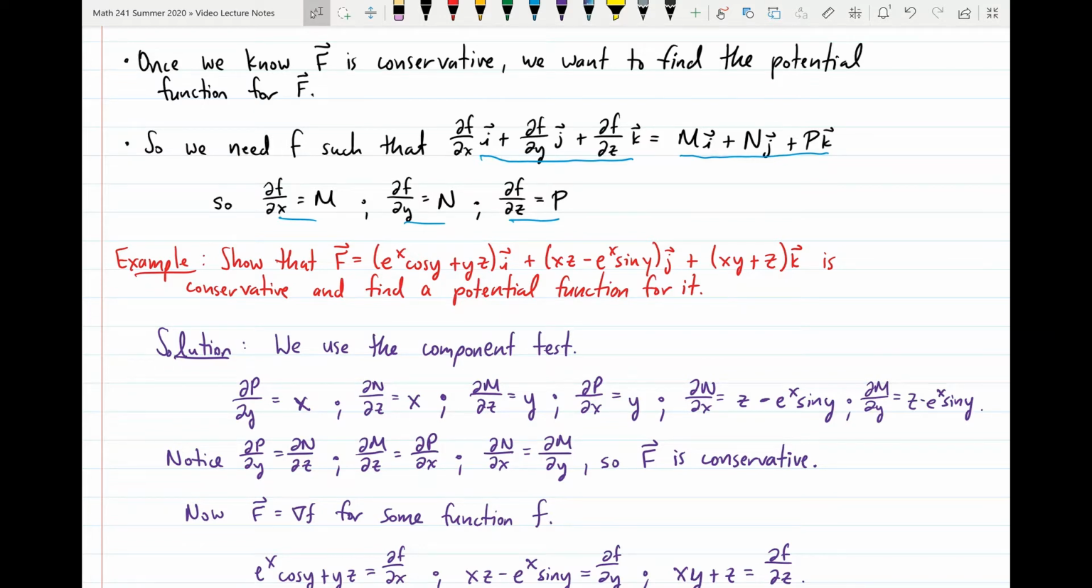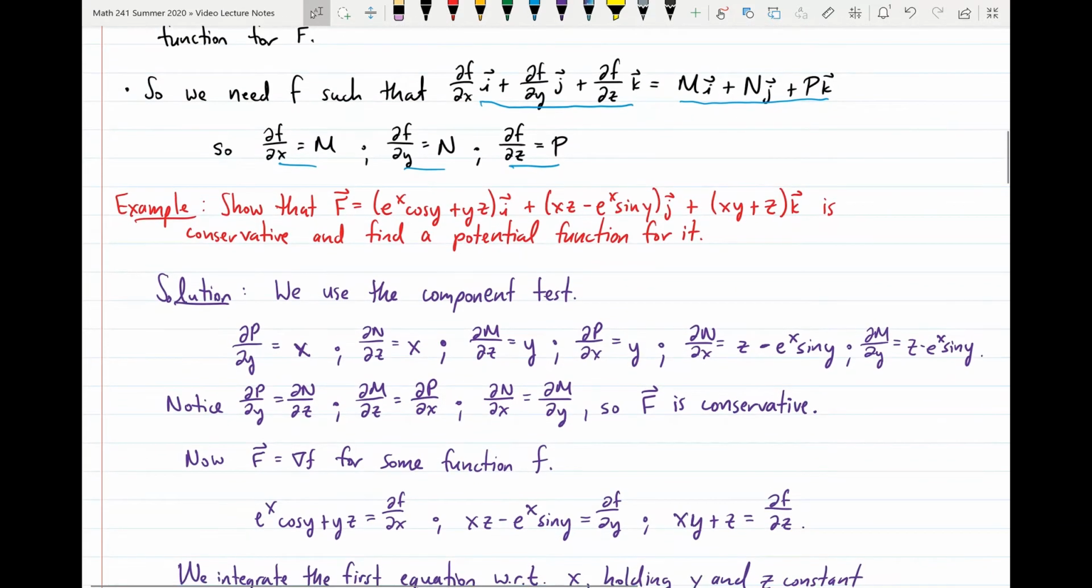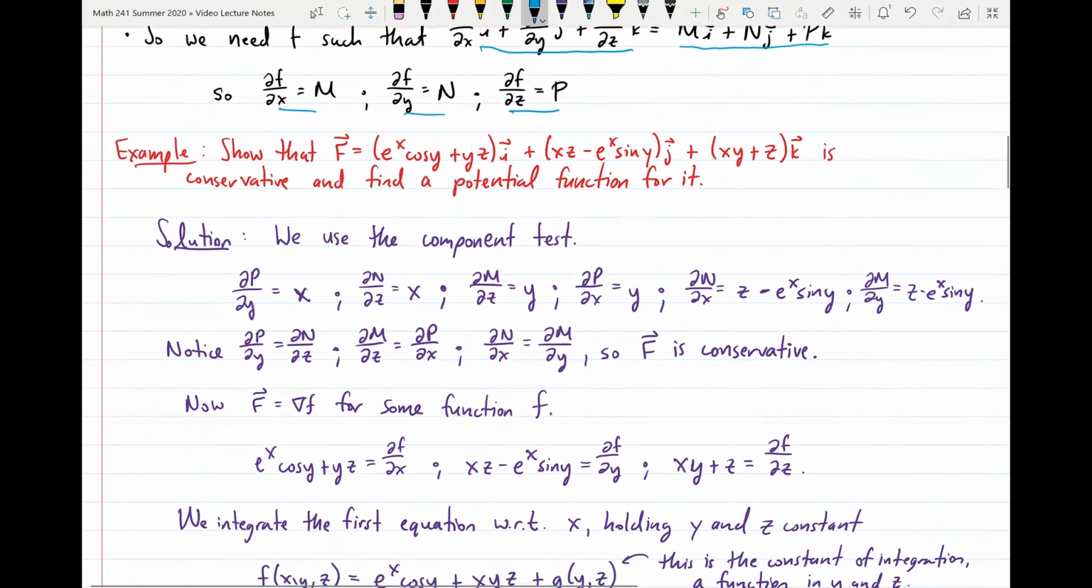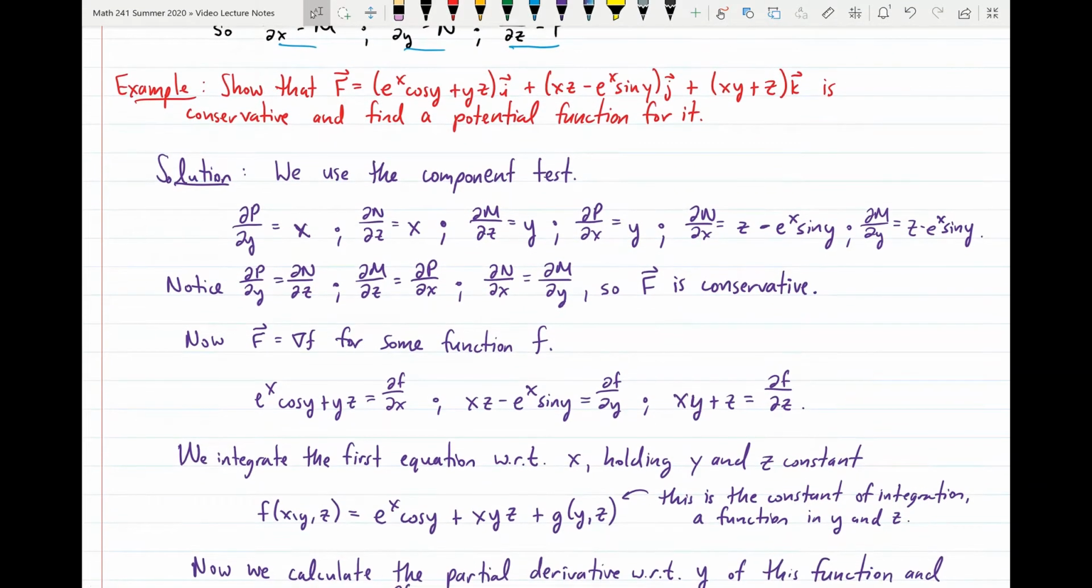So now with this new information, we can move on to our first example for this video. So we want to show that the vector field f given by (e^x cos y + yz)i + (xz - e^x sin y)j + (xy + z)k is conservative. So we want to show it's a conservative vector field. And then after we show it's conservative, we want to find a potential function for our vector field f. Okay, so this is really a two-step problem here. First, showing that f is actually a conservative vector field, and then second, finding a potential function.